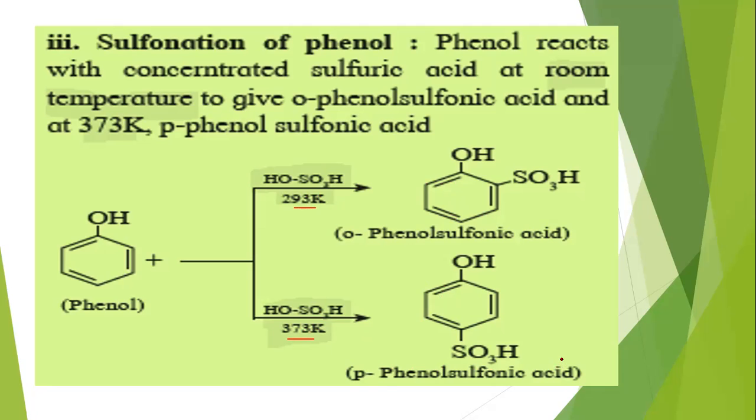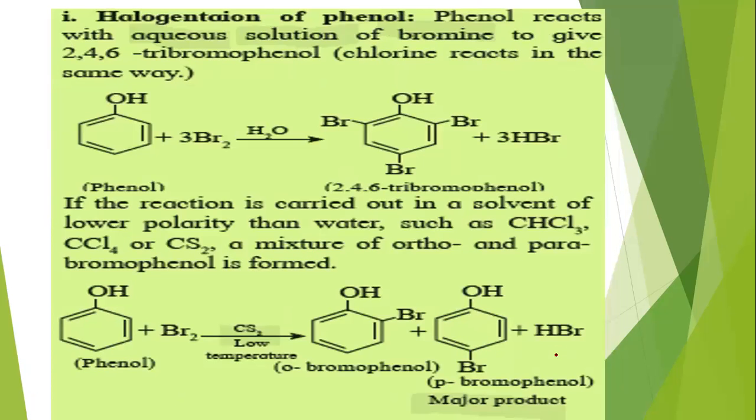Okay, see these three reactions. Halogenation means bromination. It has two conditions: bromination in the presence of water and bromination in the presence of CS2. It gives two different products: 2,4,6 tribromophenol, and for the second, orthobromophenol and parabromophenol.